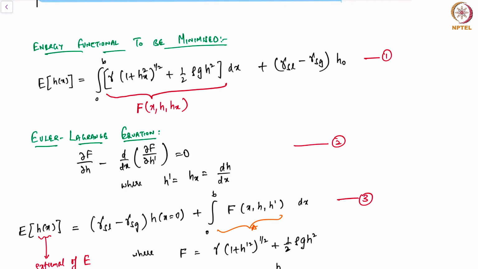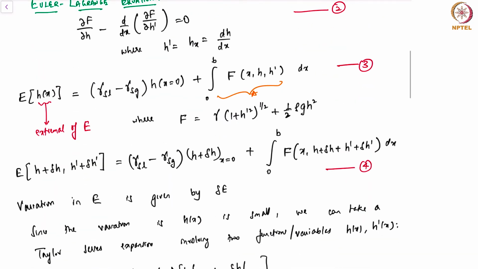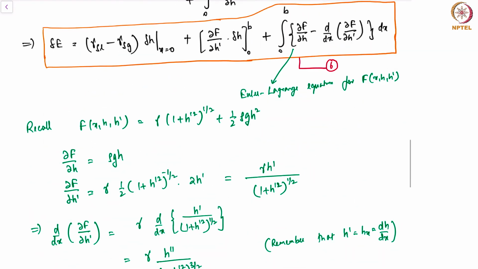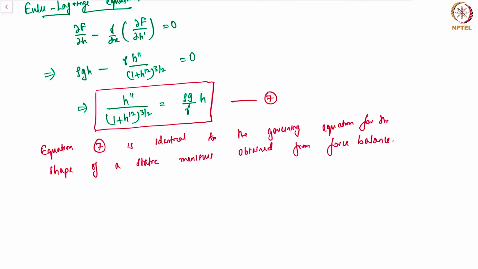So we've simply followed the energy minimization approach. We said this is my total energy, a combination of surface energy and gravitational potential energy. If we have a Lagrangian, a function F which depends on h and x prime, and I want to find the shape h of x which extremizes this functional E, then I have to satisfy the Euler-Lagrange equations. I know the expression for capital F, so we just directly substitute it and we get equation 7.